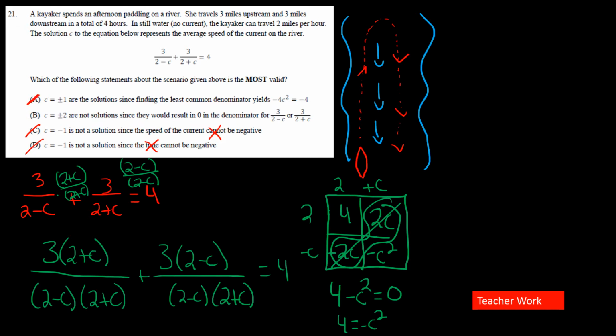B says 2 and negative 2 are not the solutions because they would result in 0. And that's true because if her speed is at 2 and she's being pushed at a rate of 2, that means that she actually wouldn't go anywhere. She wouldn't be able to paddle at all. She would just stay still. So B here has to be the answer because 2 is just, the current is too fast.